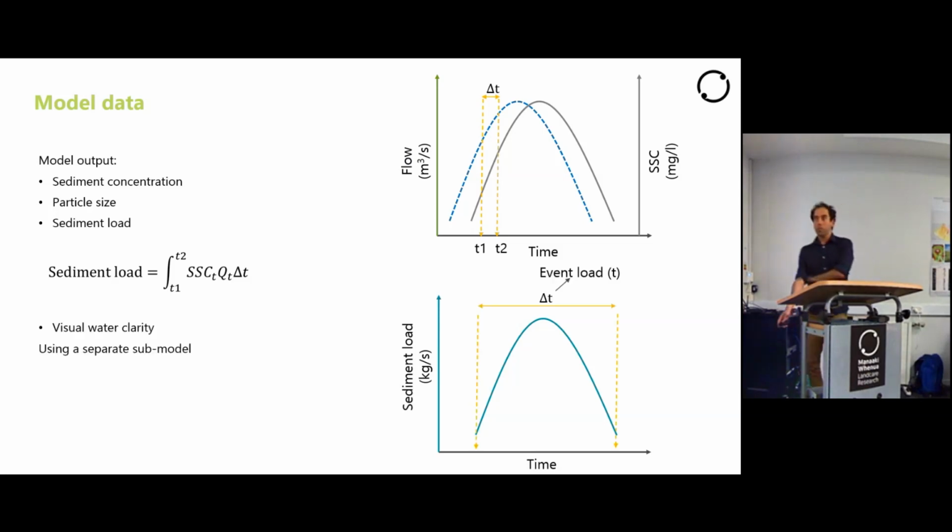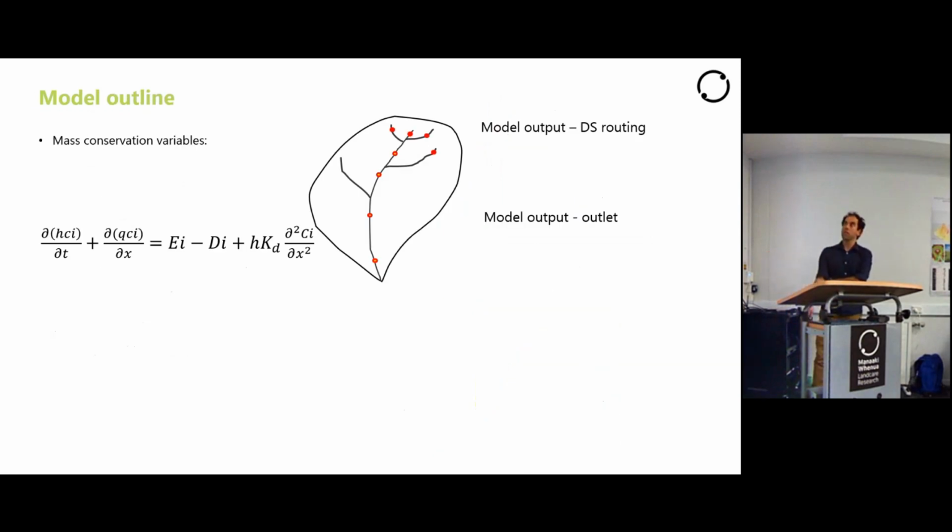By using a submodel for visual clarity, we can calculate visual clarity at each time step for the model. So basically, if you have sediment concentration data, you can have the same graph, which is the opposite, for the visual clarity, using a submodel for each reach of the river.